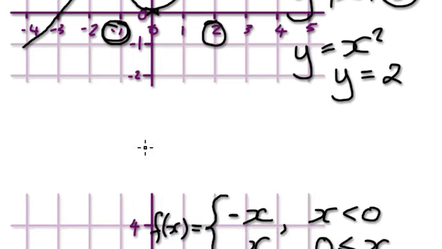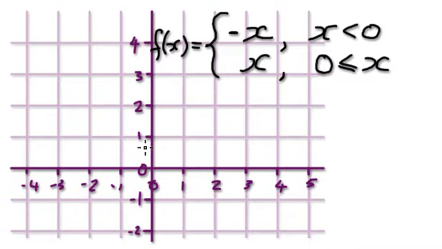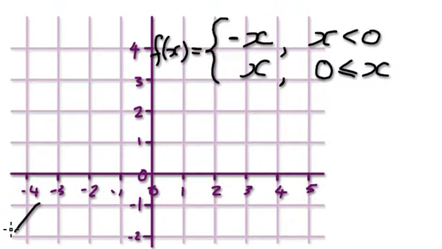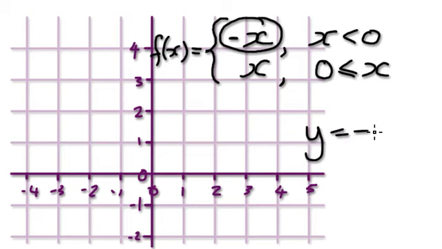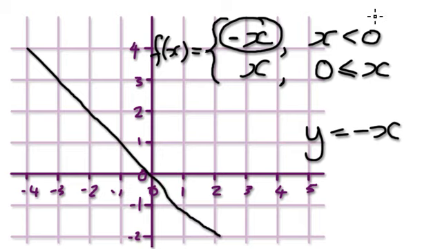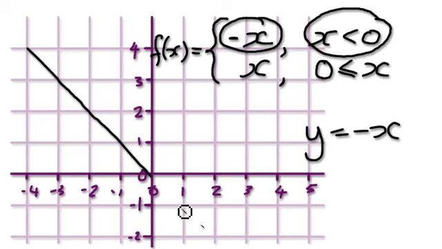Okay, next one. Draw this piecewise function. Press pause and have a go. Okay, so to do this, looking at the first piece, just draw a graph of y equals -x. Y equals -x will look like this. But the thing is, it's only valid for x being less than 0. So anything beyond 0 doesn't really count. And we could include the empty circle here because it's strictly less than 0.